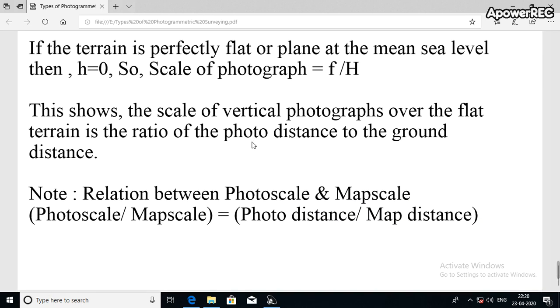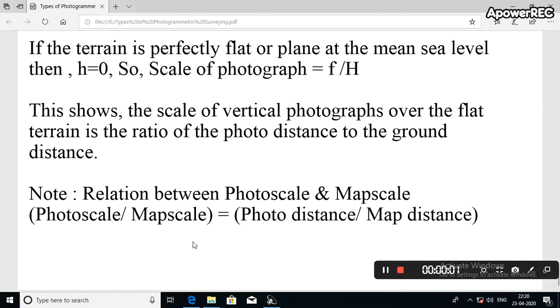This shows that the scale of a vertical photograph above a terrain is the ratio of the photo distance to the ground distance, in other words. And the relation between photo scale and map scale is: photo scale divided by map scale equals the photo distance divided by the map distance.